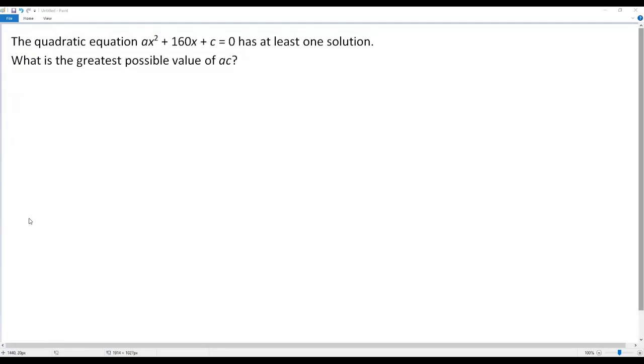Here we have a SAT math problem. Okay, let's go to the question. The quadratic equation ax² + 160x + c = 0 has at least one solution. What is the greatest possible value for a times c?